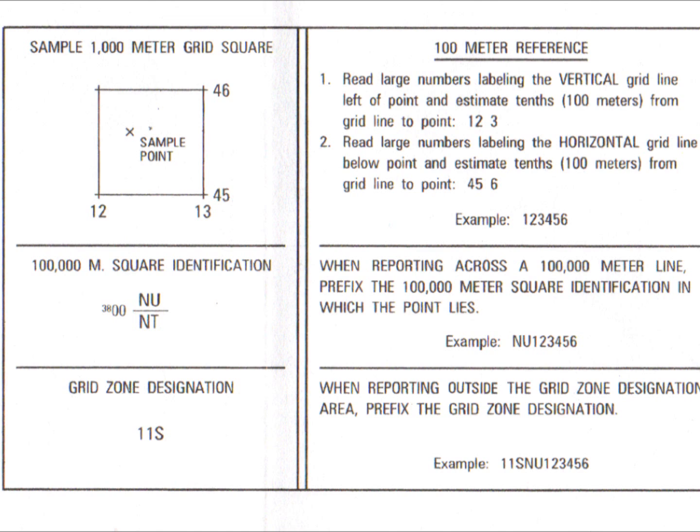The 100,000 meter square identification is just a 2-letter code that goes for every 100,000 meters. Obviously your grids are going to start with 2 digits from 00 all the way to 99. Now the Earth's much bigger than that, so once it starts over again, it starts with a new square identification. Then you have your grid zone designator, which is usually a number followed by a letter. Grid zone designators are much larger areas, and they contain more of the square identifications.